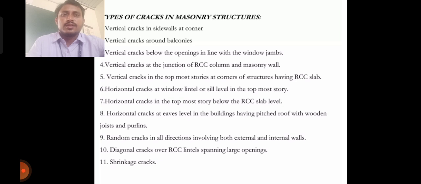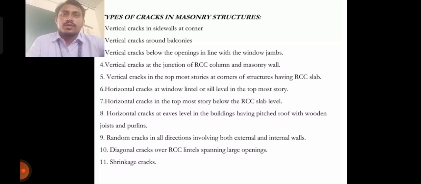Next, coming to horizontal cracks. Horizontal cracks develop at the position of a window lintel or sill level in the topmost storey. Horizontal cracks also develop in the topmost storey below the RCC slab level, and at the roof, joints and purlins also. Majority of horizontal cracks develop at window lintels, due to lateral pressure; at that time horizontal cracks will be produced.